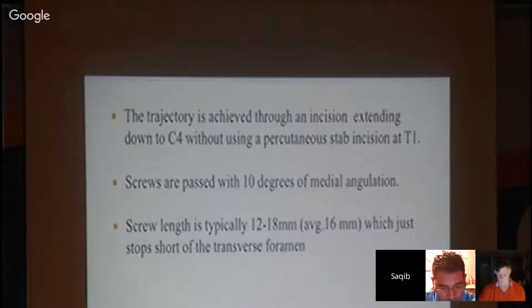Trajectory is achieved through an incision extending down to C4 without using a percutaneous stab, or you can have a percutaneous stab. The screws are passed with 10 degrees of medial angulation, as we've shown earlier, and the screw length is somewhere between 12 to 18. In our part of the world, it's probably 14, 16, whereas if you've got somebody like Greg, obviously you need to put probably 20. So that stops short of the transverse foramen.